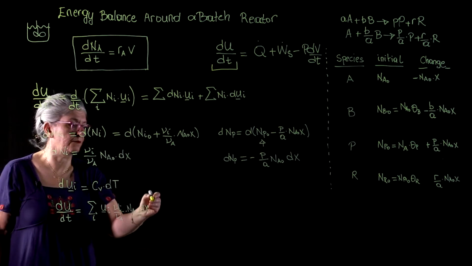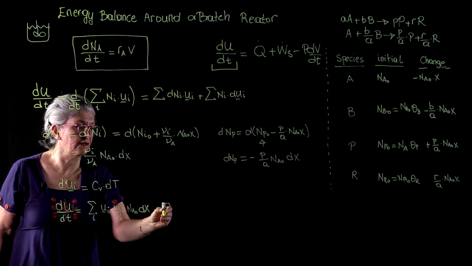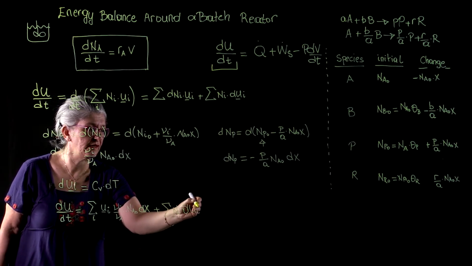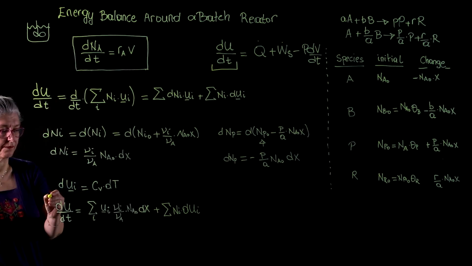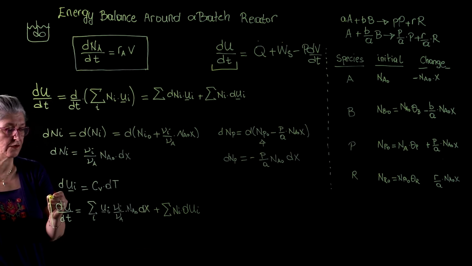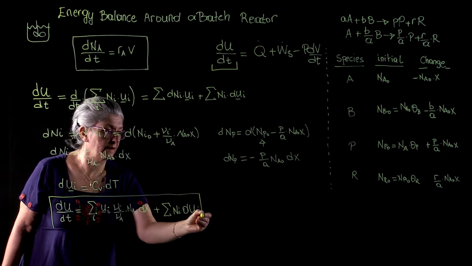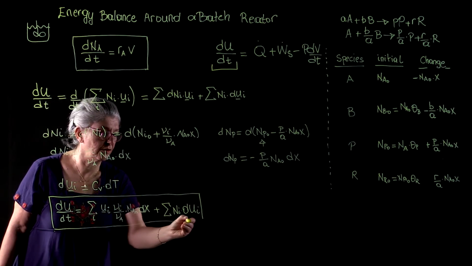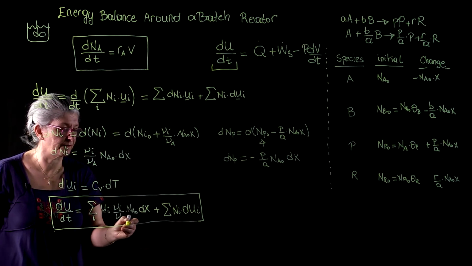And the second term, plus summation of Ni times dui. This is our basis which we will use to derive a general balance equation for batch reactors. General energy balance.